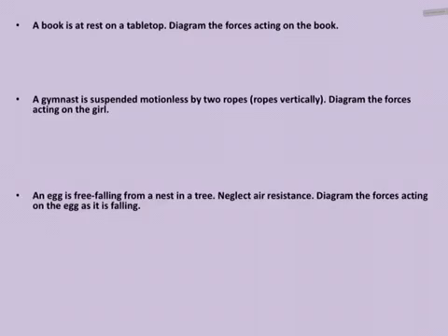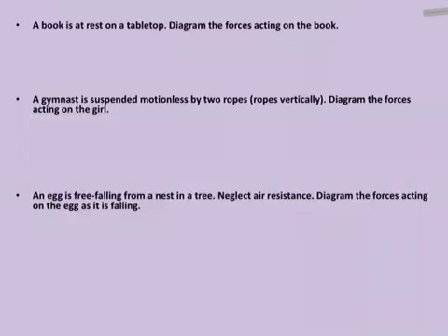So let's just do a couple of force diagrams for certain objects, and then we can get on with our mass and weight lab. For the first example, it says a book is at rest on a tabletop. Again, if it's at rest or moving at a constant velocity, those are the two cases where you're going to have a balanced force diagram.